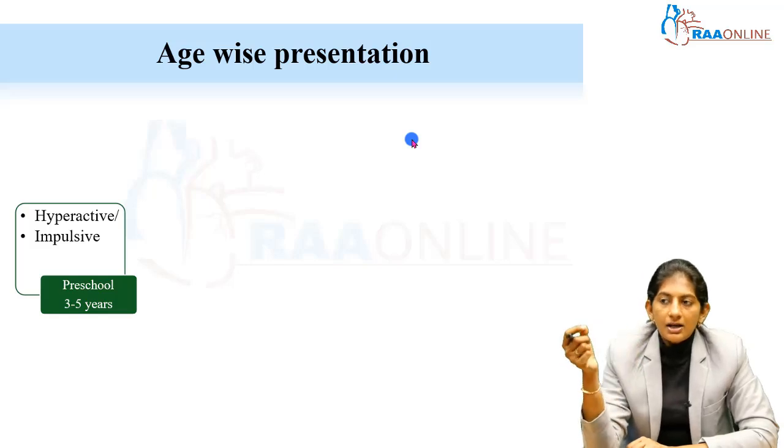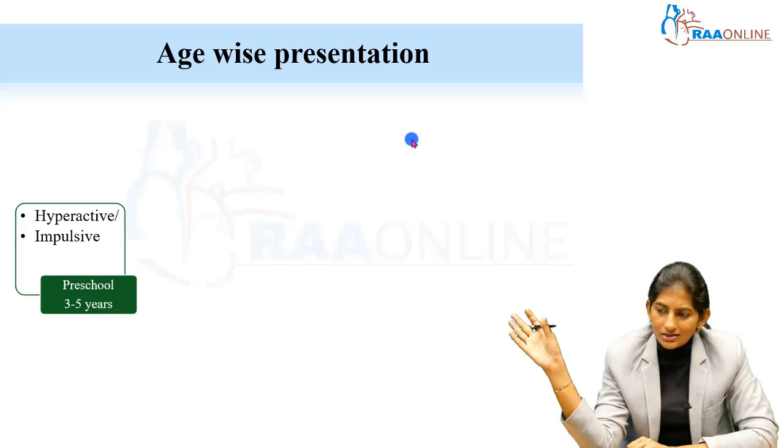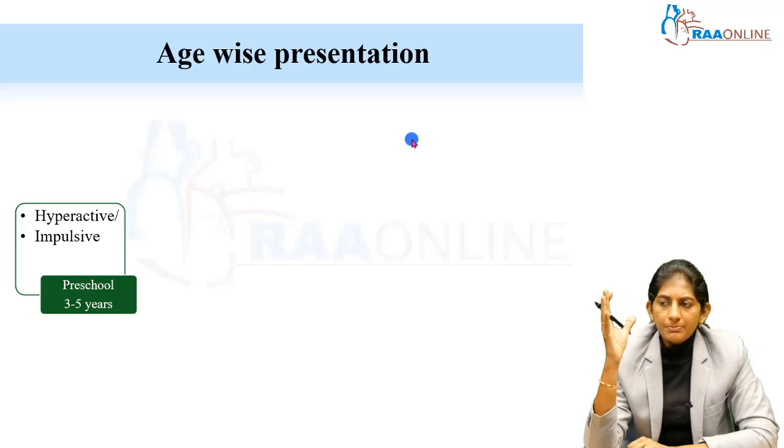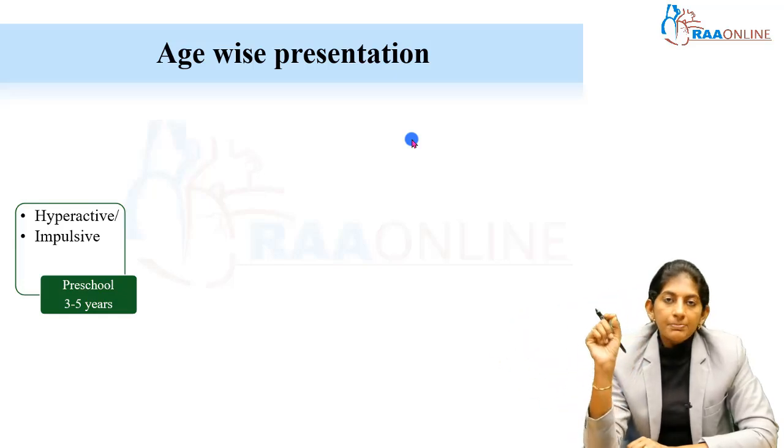Parents tell you, doctor, my child doesn't sit in one place. My child is very impulsive. He just starts throwing something. He just starts doing something, head banging. He does everything out of impulse, head banging either on the floor or on the wall. So hyperactivity and impulsivity will be seen in this age, that is in the preschool.